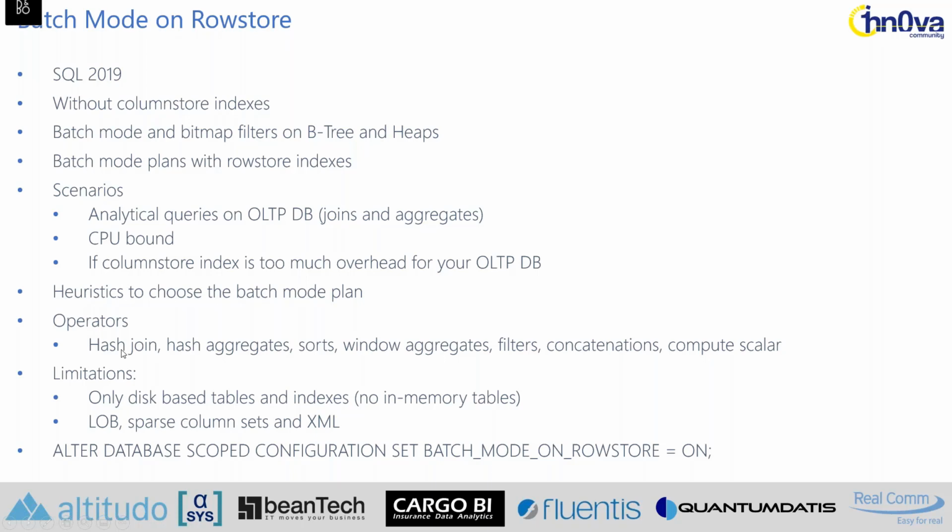Operators that support this are hash join, hash aggregates, sorts, window aggregates, filters, concatenations, and compute scalar. The limitations are that this feature is available only for disk-based tables and indexes, so in-memory tables are not supported yet. And if you have LOB, sparse column sets, and XML, this does not work.